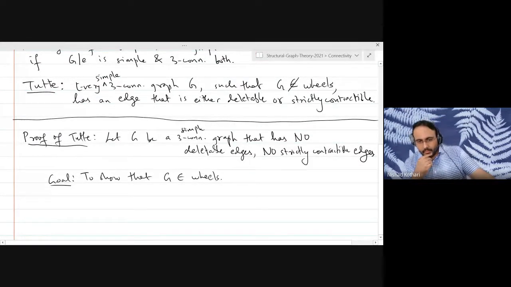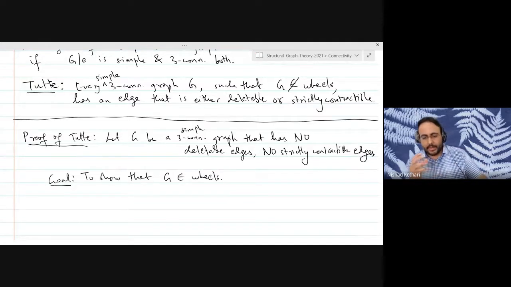Okay. So already you can see that this is the kind of result we have not proved in this course so far. We are trying to show that there is a very specific family of graphs, the wheels, right? This is not the complete graphs or the cycles that are much more basic in a sense, that you see in the beginning of a graph theory course, right? The wheels are very specific structured three connected graphs. And we are showing that these are the only simple three connected graphs that do not have deletable or strictly contractible edges.